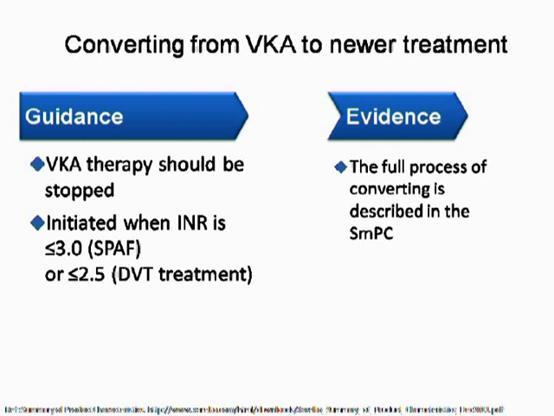Now, there's a hematologist in the audience, and I don't want to spend too much time with this, but when you convert from VK to new treatment, you stop the VK, and when the INR has reached a certain predetermined point, definitely not above 3, but below 3 or 2.5, you introduce the new anticoagulant.